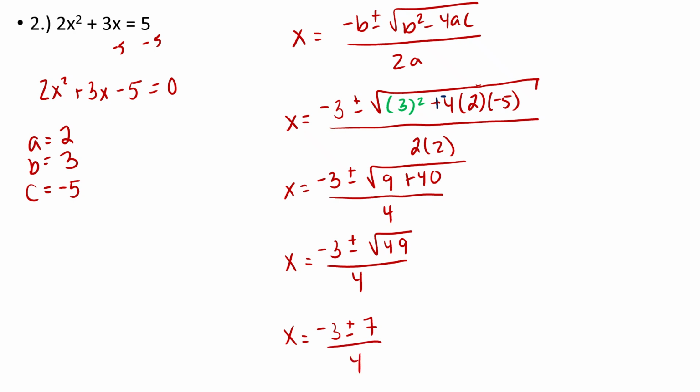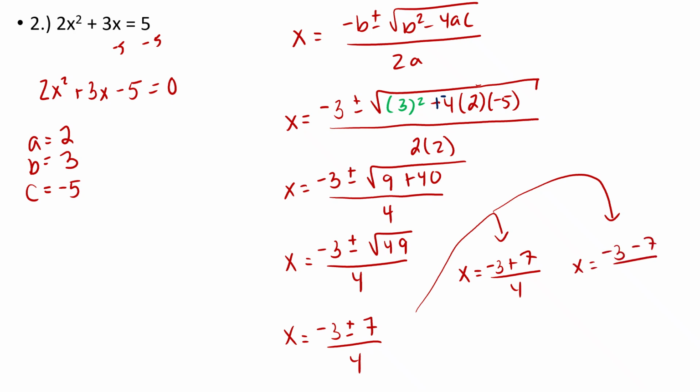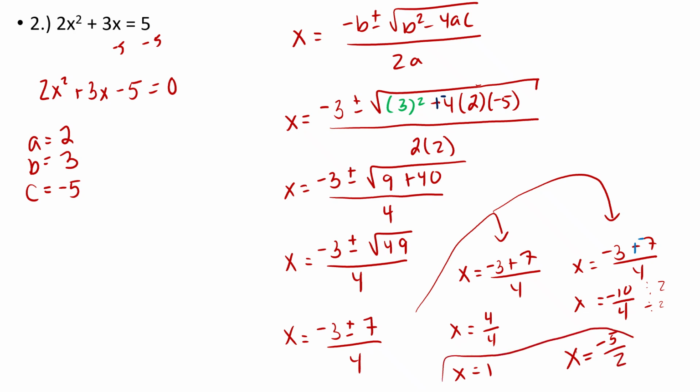And of course, we can go further. So we'll have negative 3 plus 7 over 4 and negative 3 minus 7 over 4. Negative 3 plus 7 is 4, and 4 over 4 is 1. And negative 3, now this is another spot where it just can help a lot of students, plus negative 7. So negative 3 plus negative 7 is negative 10. And then negative 10 over 4 can be simplified. Those are both divisible by 2. So negative 5 halves. And there are our answers.